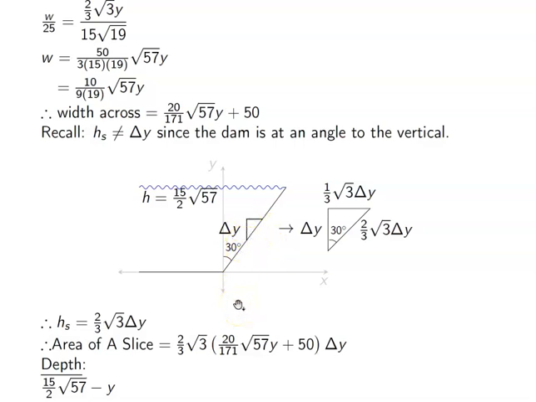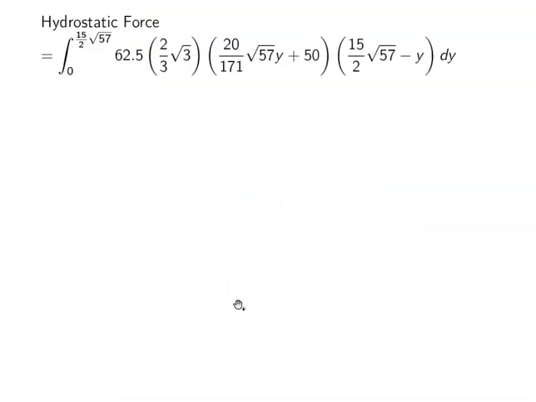Okay. So now I have enough to throw everything together. I got my slice. I got the hydrostatic force on that slice on the face. So now I just have to put it all together. 0 to 15 over 2 root 57. The pressure of water. This is again from that slant face from the delta y. This is the width, okay? And then this is my depth. So the easiest way to deal with this, obviously, is to multiply everything out.